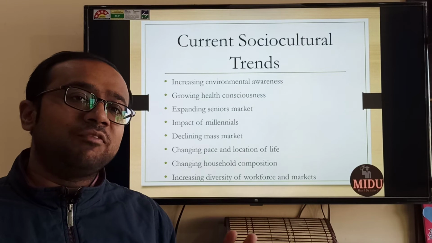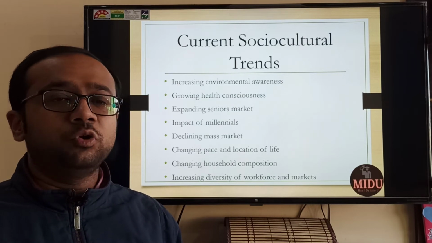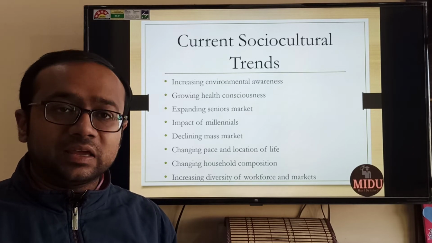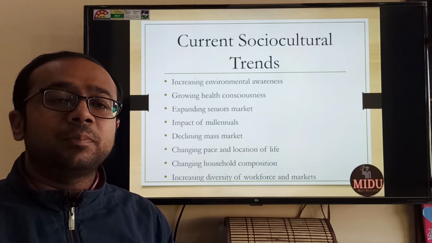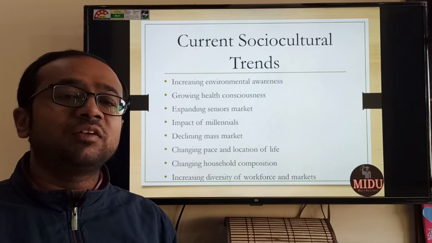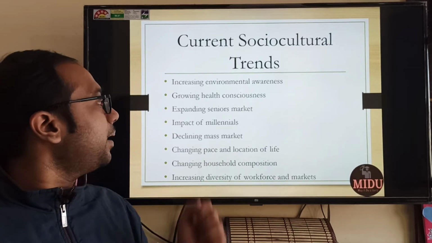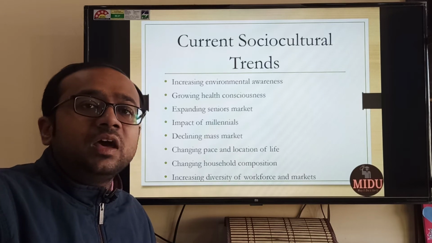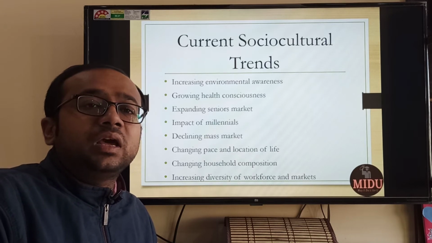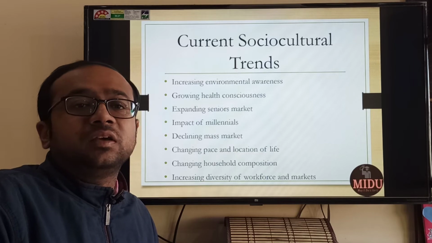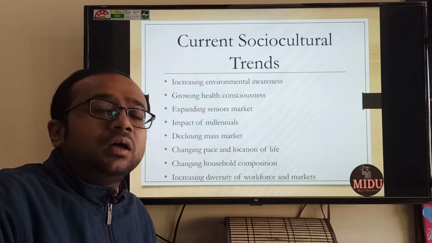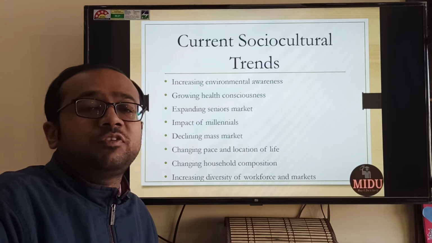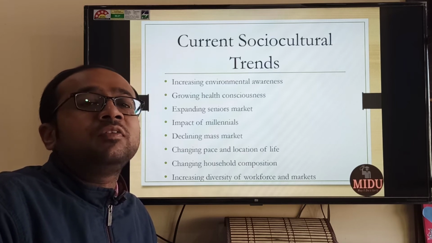Growing health consciousness: people are becoming more and more health conscious. So nowadays everyone is looking for food products or even any products which are organic in nature, having healthy compositions. People even look at the calorie value, which earlier was not even mentioned. Expanding senior markets. Because of good health facilities, nowadays the senior age group is increasing. Earlier, the average age in the country was maybe 50-55 years, now it has reached 65-67, and maybe in a few years it will even cross 70.